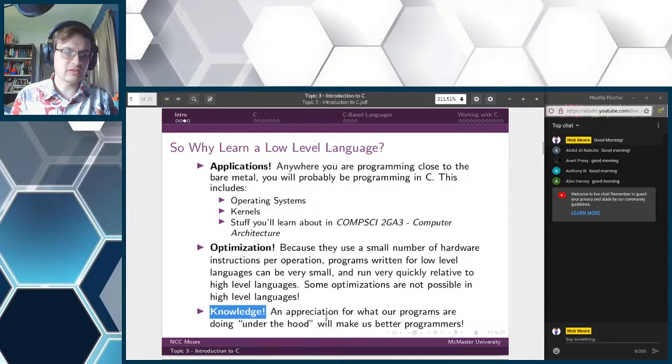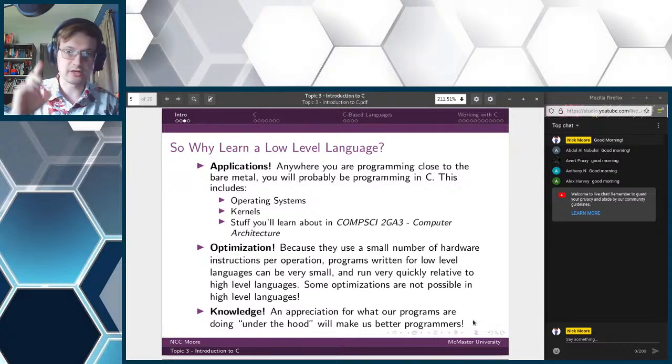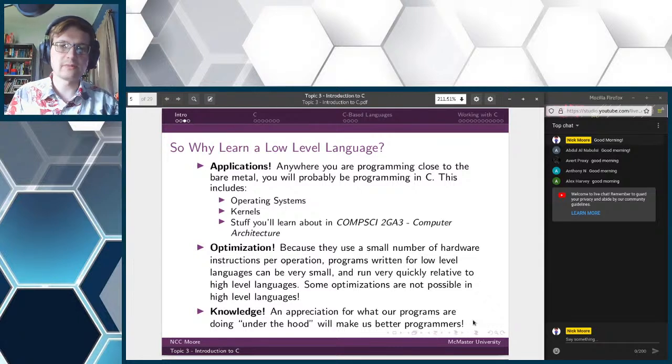Also, the third reason to learn C is knowledge. An appreciation for what our programs are doing under the hood will make us better programmers. It's impossible to call yourself a programmer if you don't understand the memory model, in my personal opinion.